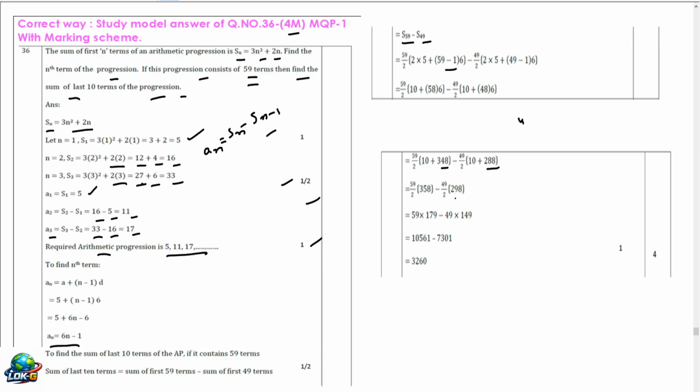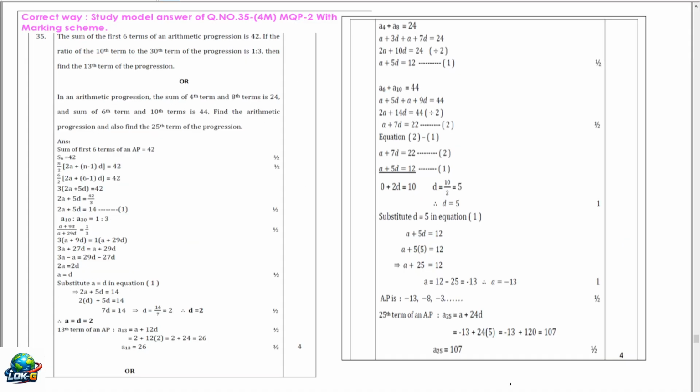Take the product now. Now you can simplify it further and cancel. 2 1s are 2, 2 7s are 14, 2 4s are 8. Similarly, 2 4s are 8. If you multiply 59 into 179, you get 10,561. You try for yourself: 49 into 149, you have to multiply, 7301. Final answer will be 3260. For this calculation, you will get 1 mark. Thus, you can score 4 out of 4 marks.